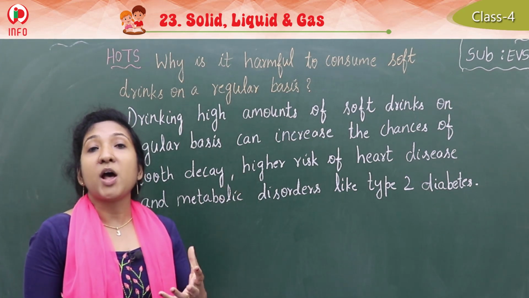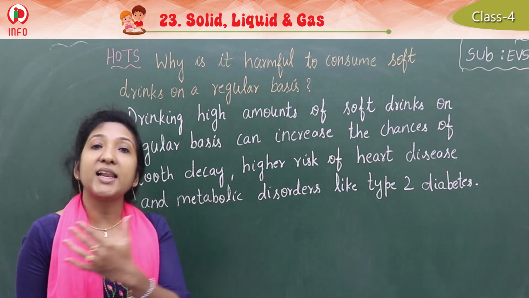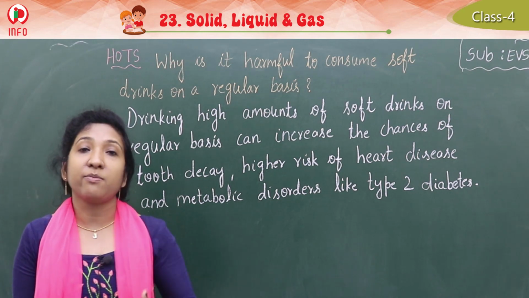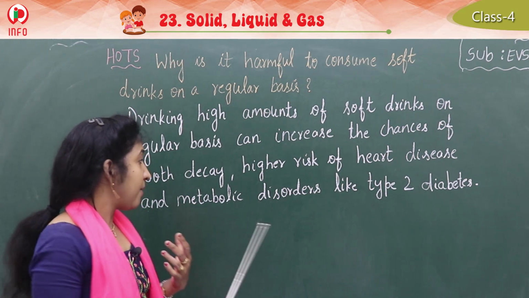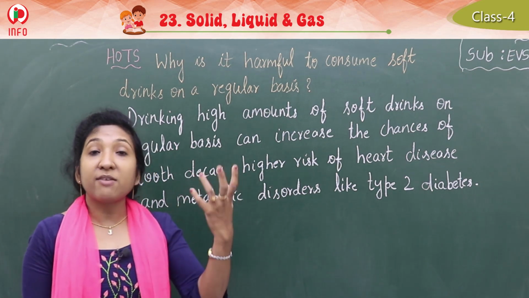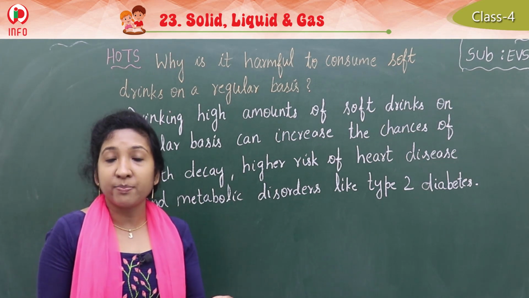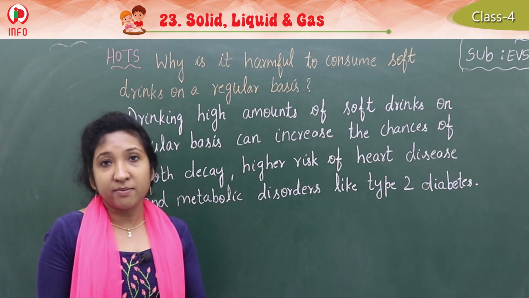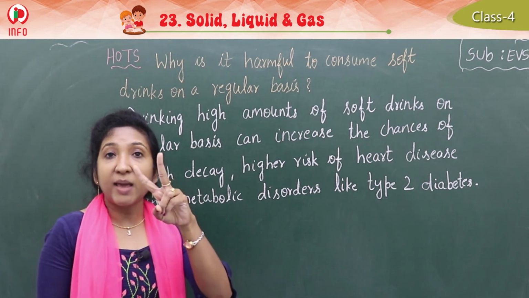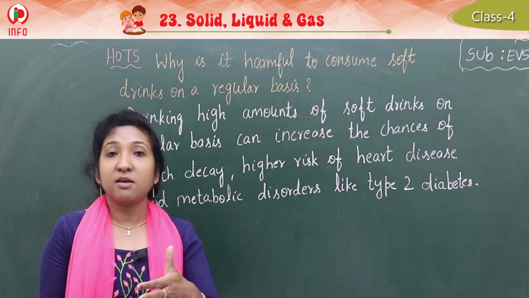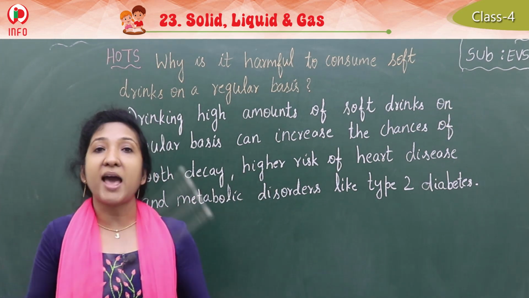These are the problems that happen if you drink cold drinks or soft drinks daily, frequently. It is not good for our health. Metabolic disorders means our body metabolism gets changed. Cells make up our body, so cells won't function properly, and then we get this kind of disease. Type 2 diabetes: there are two types of diabetes, type 1 and type 2. Here the blood sugar level becomes high.